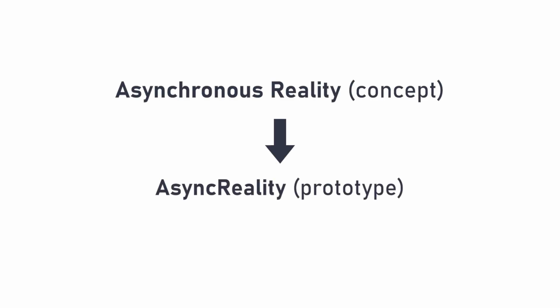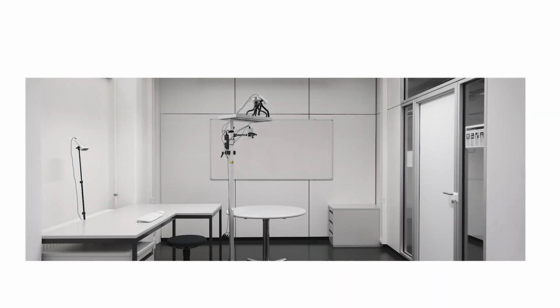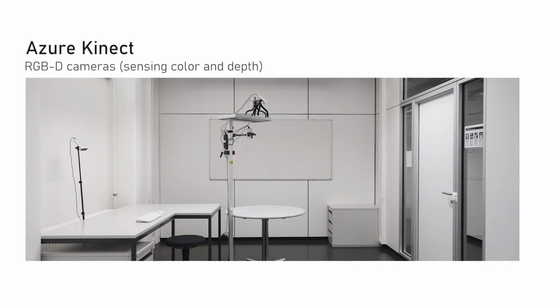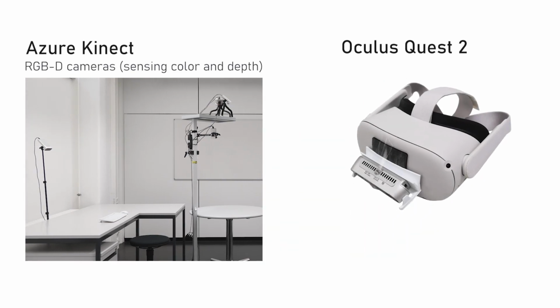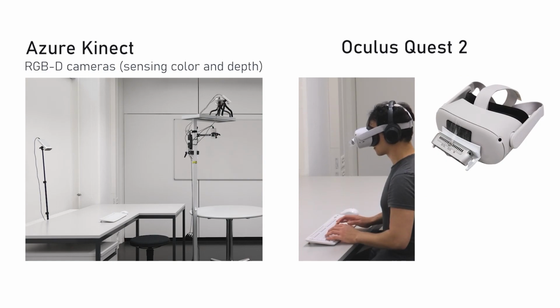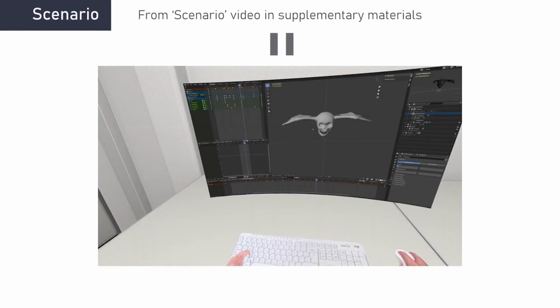To explore the concept, we implemented a prototype system called AsyncReality. We combined a network of Azure Kinect cameras with an Oculus Quest 2 virtual reality headset. We also attached a RealSense camera to the headset. Based on our prototype system, we acted out a scenario. Let's take a look at the first part.